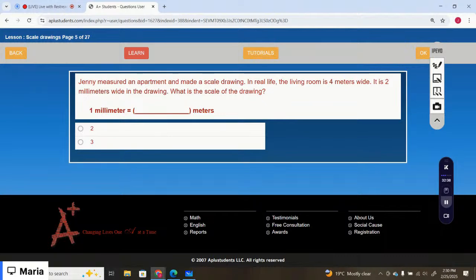Jenny measured an apartment and made a scale drawing. In real life, the living room is 4 meters wide. It is 2 meters wide in the drawing. What is the scale of the drawing? Which is the correct option?